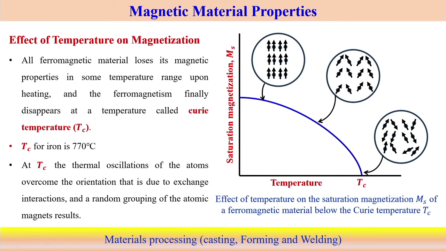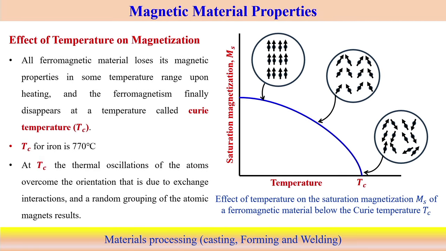Now, the effect of temperature on magnetism: we can observe that all ferromagnetic materials lose their magnetic property at a certain temperature. And of course, the existence of this magnetic property is there only within a certain temperature range.